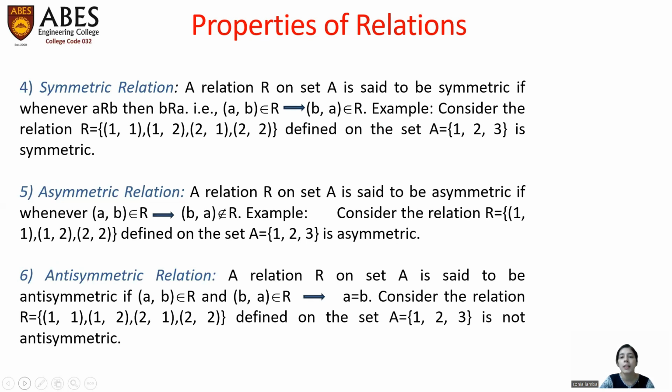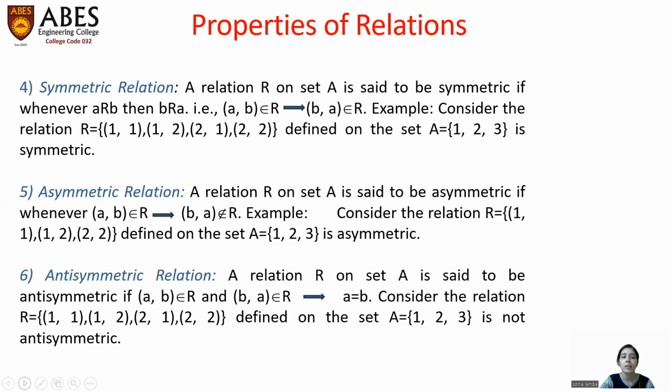So here we can see in this example, let's say R is the relation having the four ordered pairs (1,1), (1,2), (2,1), and (2,2). Here we can see that whenever (1,2) is in the relation, then (2,1) must belong to the relation, then only the relation is said to be symmetric. Here we can see that when (1,2) is there, (2,1) is also there.